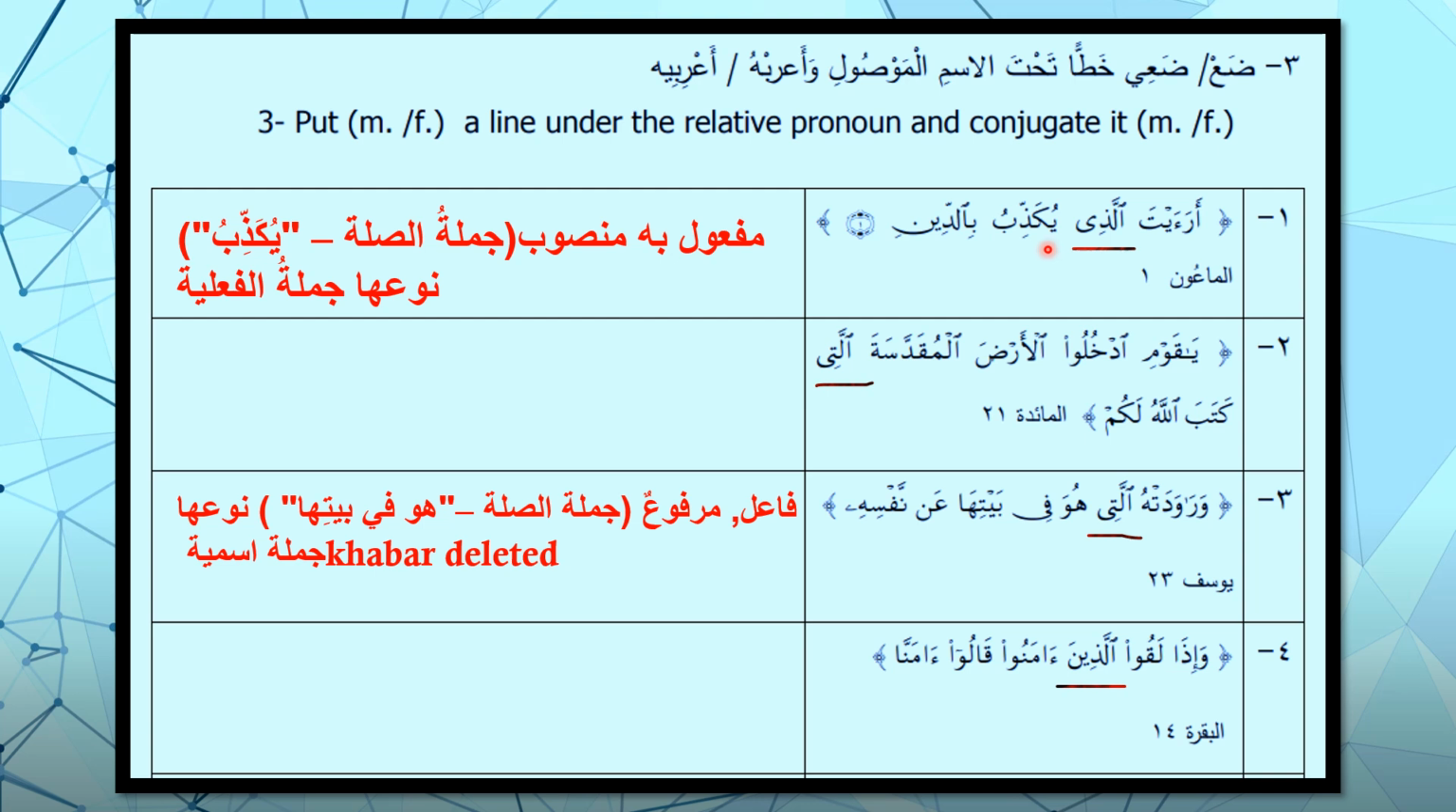And what kind of jumlatus sila is this? Naw'uha means the kind of jumlatul sila is fa'liya, jumlatul fa'liya. So the second one is Ya qawm idkhulu, where somebody is referring to the qawm, the nation. Udkhulu means enter al-arda. So we have fail and file, the waw of jama, and arda is maf'ul bihi.